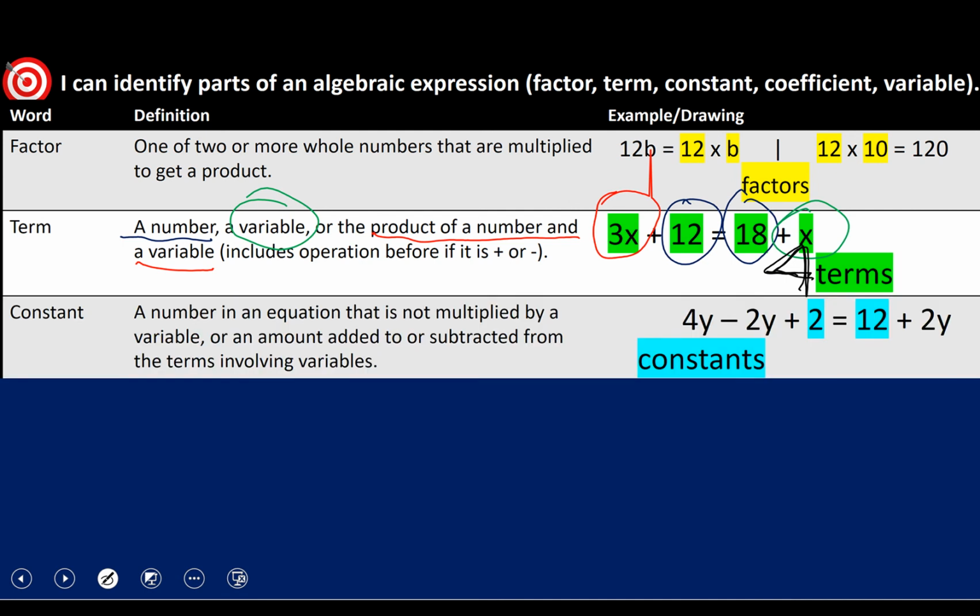Constant. A constant is a number in an equation that is not multiplied by a variable or an amount added to or subtracted from the terms involving variables. So when I think of constants, I basically say, okay, what is all by itself that's just a number? So 2 and 12 in this situation are all by themselves. They aren't between addition signs, subtraction signs, or equal signs. They aren't paired up with any other value.